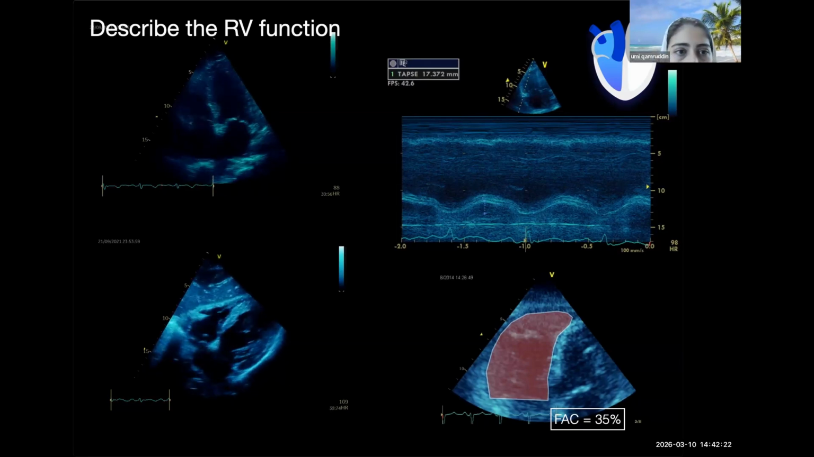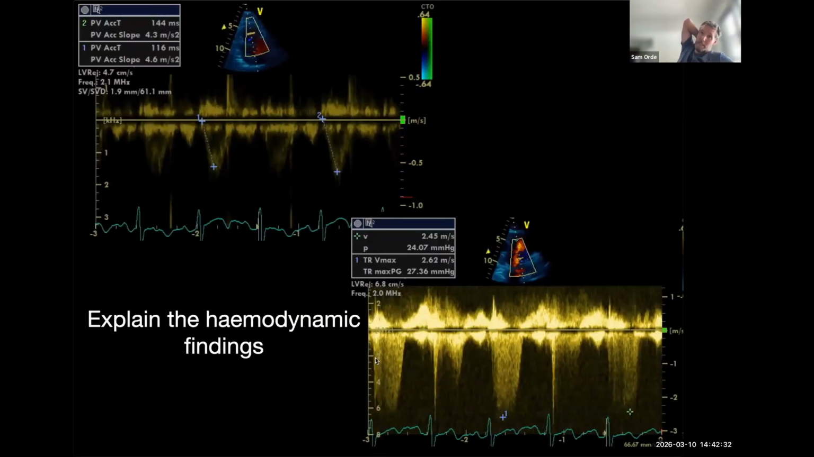And TAPSE, that's also normal. The TAPSE is fitting with my eyeballing. The fractional area change that's normal is also fitting with my overall eyeballing assessment. Very nice.